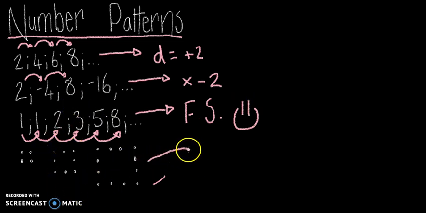Now the last type of pattern is probably going to appear in all of your assessments, where you have dots or matches or something that form a pattern. In this case, there are 4 dots in the first term. In the second term, or the second picture, there are 1, 2, 3, 4, 5, 6, 7, 8 dots. And in the third one, 1, 2, 3, 4, 5, 6, 7, 8, 9, 10, 11, 12.